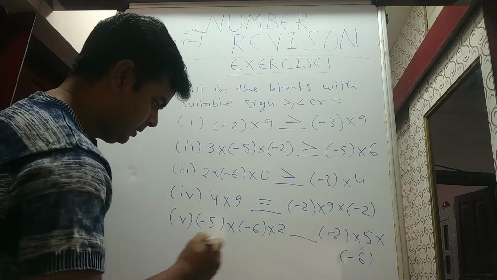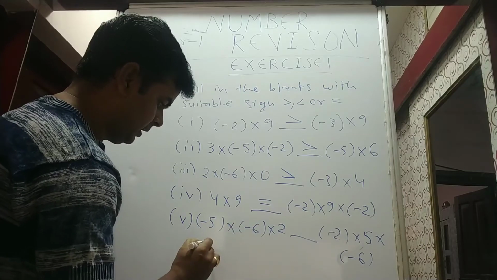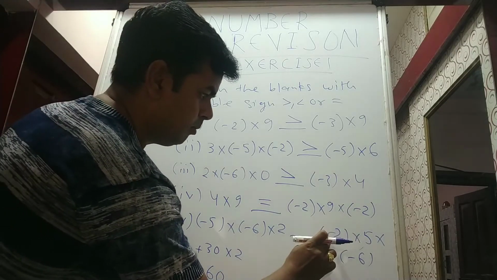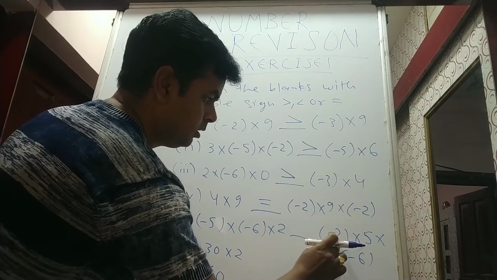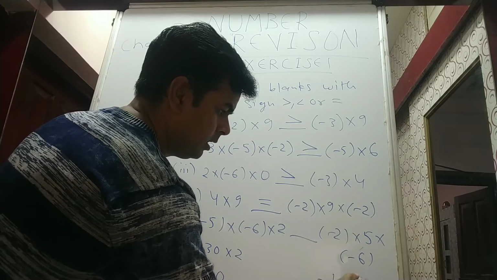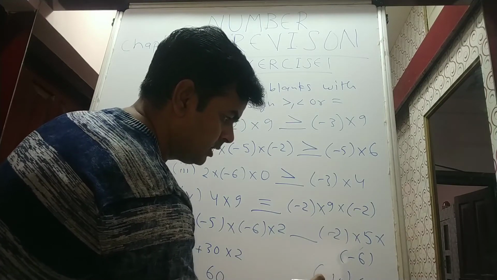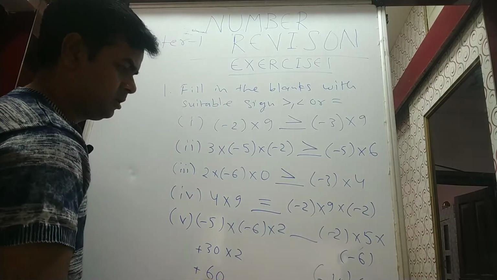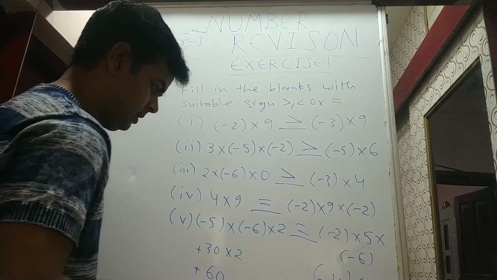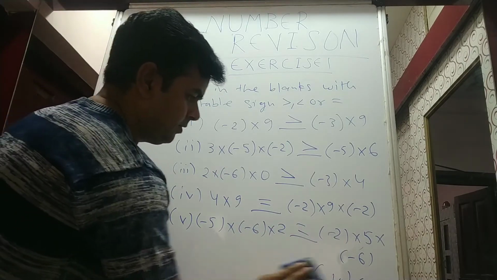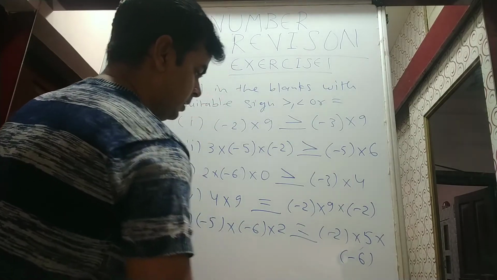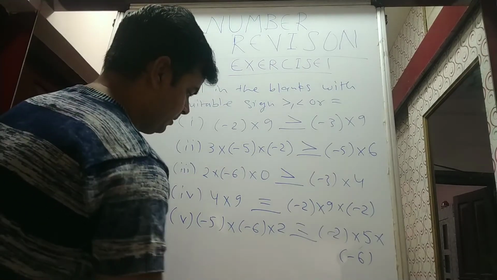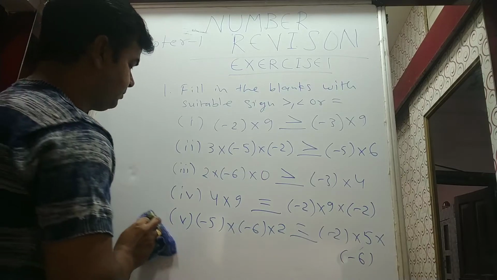Minus into minus plus, 5 into 6 is 30, 30 into 2 is 60. Minus into plus minus, 2 into 5 is 10, minus into minus plus, 10 into 6 is 30. So because this is also plus, it is equal, right? So this is the first question where we need to put the correct symbols. Okay, let us move ahead. Hope this is clear to you.